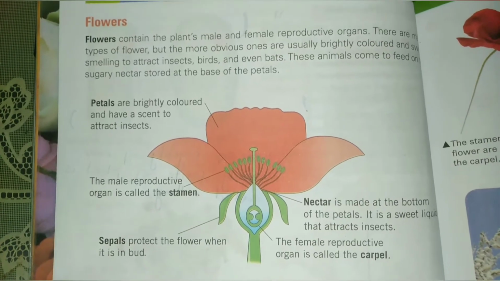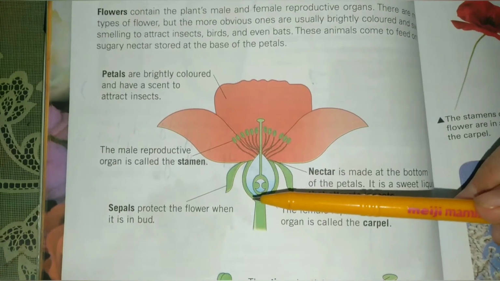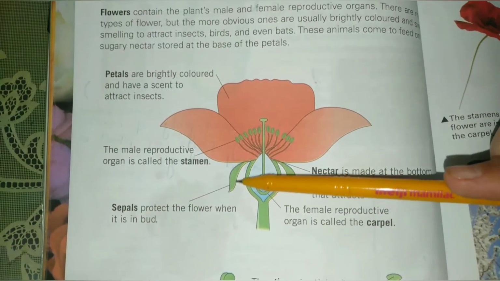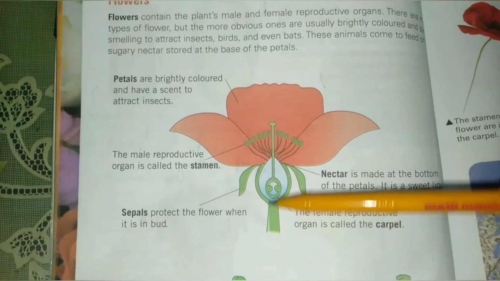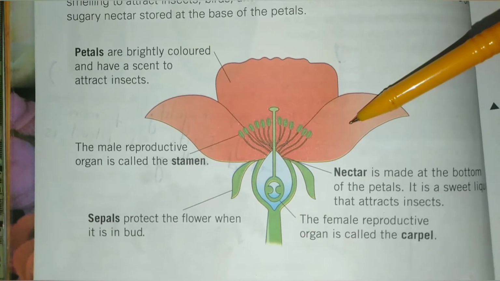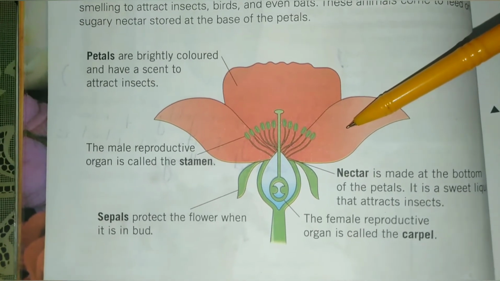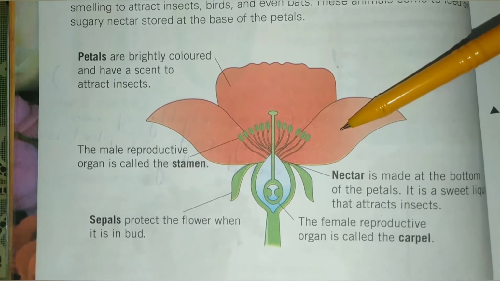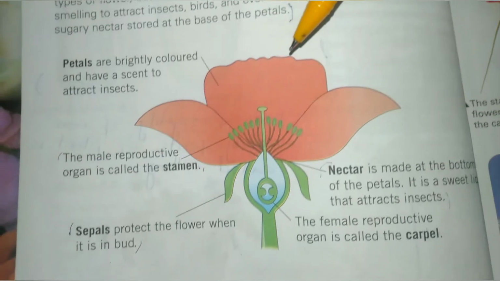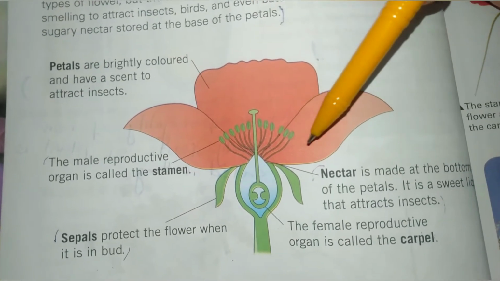Students, this is the diagram of the flower. These are sepals. Sepals are mostly green in color and they protect the flower when it is in the bud form. This colored portion is known as petals. The petals are brightly colored and they are of different sizes and shapes, and these brightly colored petals attract the insects. The petals have a sweet liquid at the base that attracts the insects.